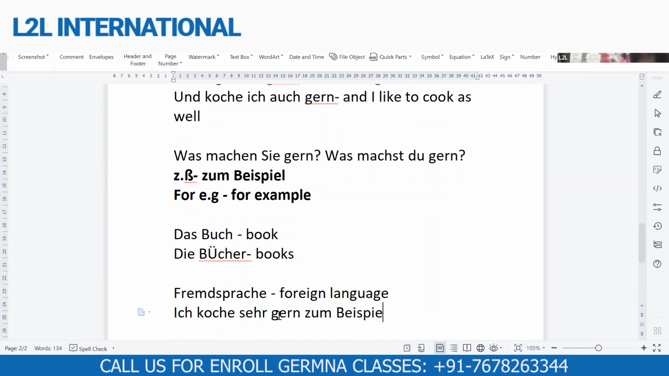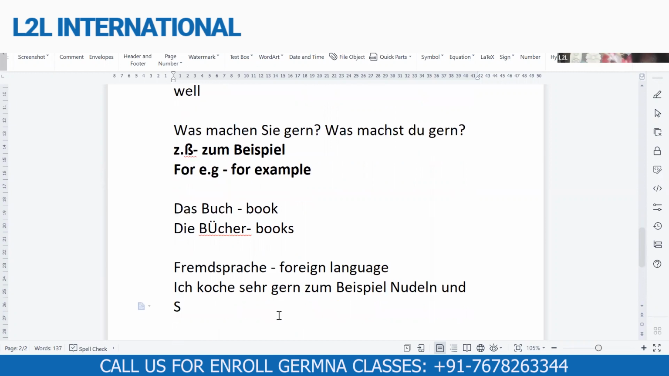And now I'll give an example of what I would like to cook. For example, zum Beispiel Nudeln und Spaghetti. That is spaghetti. It's also a type of noodle. So if you want to talk by giving some examples, then you can use zum Beispiel. That's how it works. And you can see this word anywhere in your book. It's a very common word, so you might find it everywhere in your book. You need to remember it's zum Beispiel.